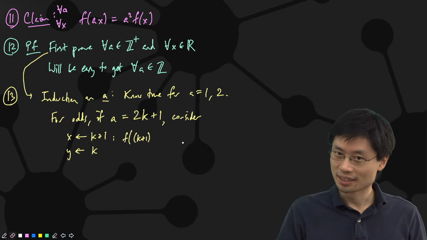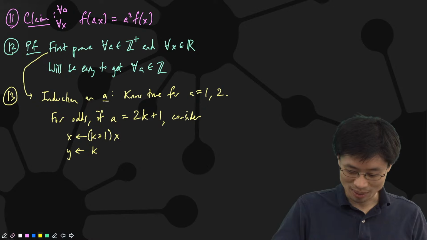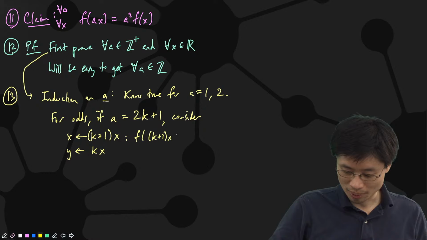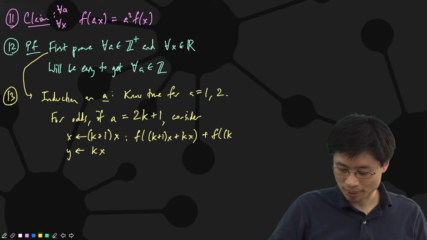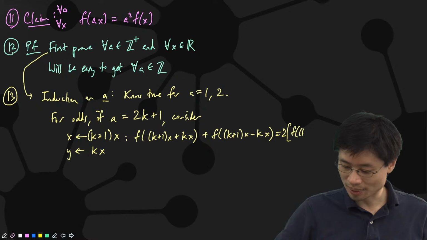I want to adjust your thing a little bit. Can I do this? Yeah, I think that's what you mean. Because I know you want to prove that. So if I do this, f of the sum, which is k plus 1 x's plus k x's, plus f of the difference, which is k plus 1 x's minus k x's, equals double of f of k plus 1 x's plus f of k x's. Something like this. Now what?